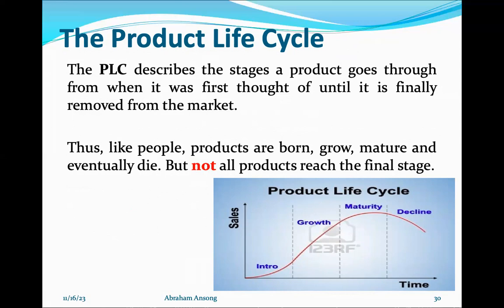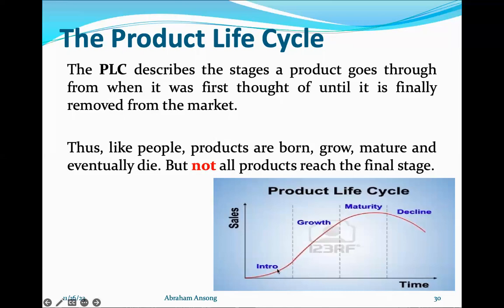All right. Like people, products are born, grow, mature, and eventually die. But not all products reach the final stage, just as with people. The natural thing is to grow, age and die, but death could happen at any stage, and it is the same with products as well. Okay, but this diagram provides the normal stage or the typical life cycle of any product that we might know of.